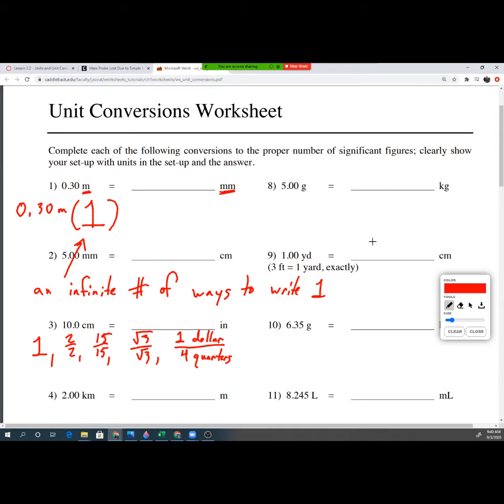So in the case of, say, 2 over 2, do you agree with me that it equals 1 because the top and the bottom are equal to the same thing? Does that make sense? And when the top and the bottom equal the same thing, they cancel. Now, why is it that $1 over 4 quarters also equals 1?